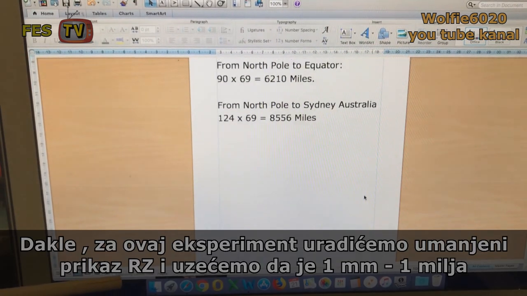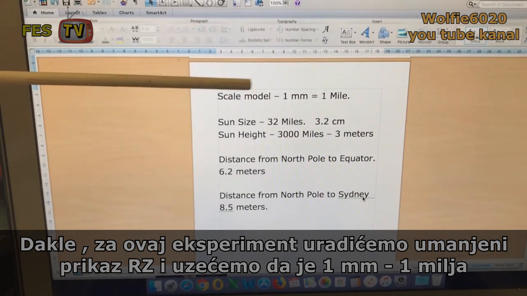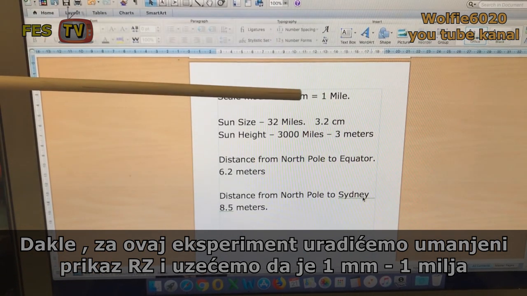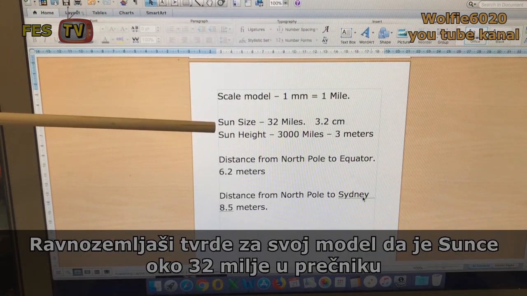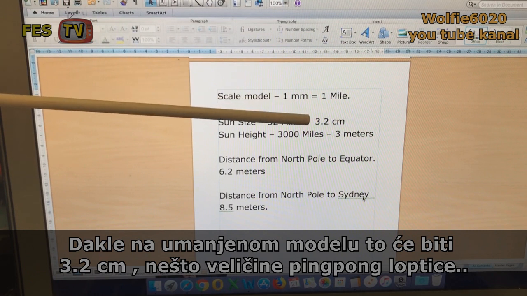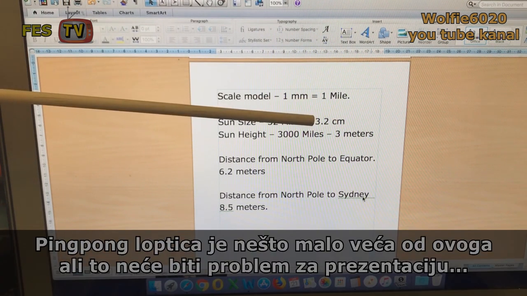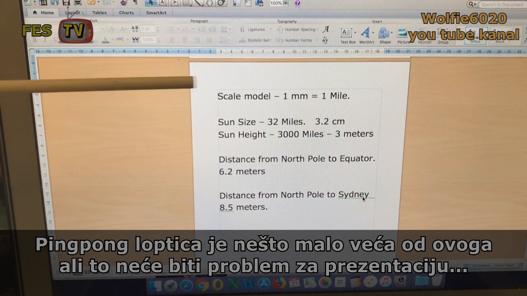So for this experiment, we're going to build a scale model and we're going to use 1 millimeter to represent 1 mile on our scale model. For this standard AE flat Earth model, they tell us that the sun is 32 miles in diameter. So on a scale model, that would be 3.2 centimeters diameter, about the size of a ping pong ball. Ping pong ball is just very slightly larger than that, but that's close enough for the purpose of this demonstration.